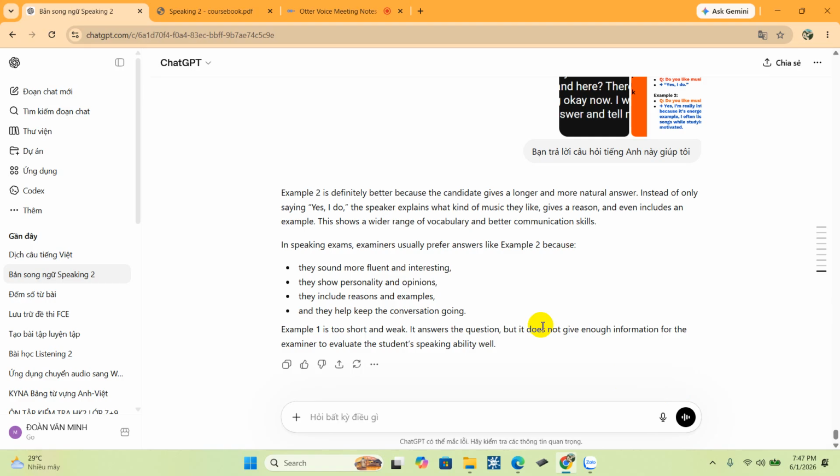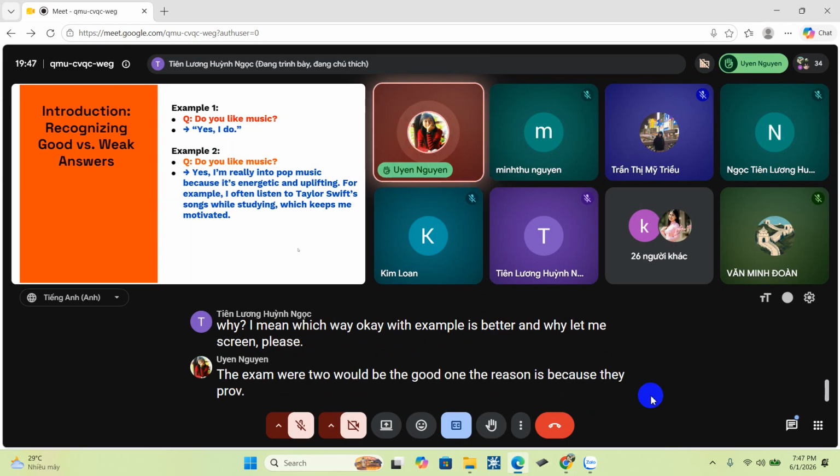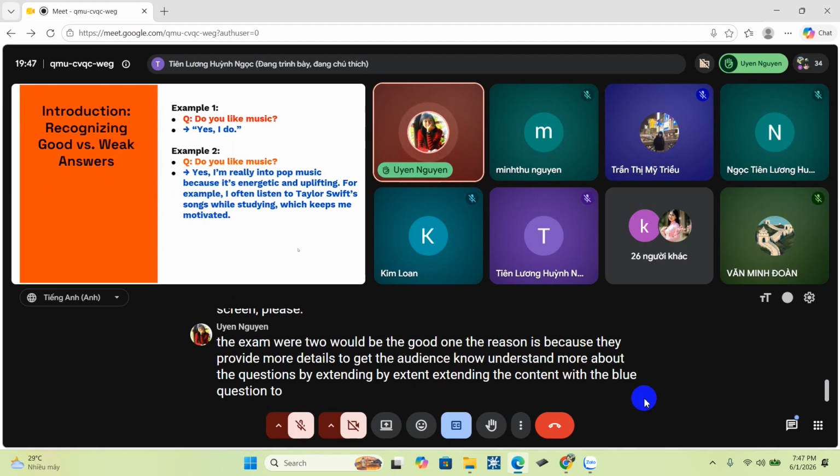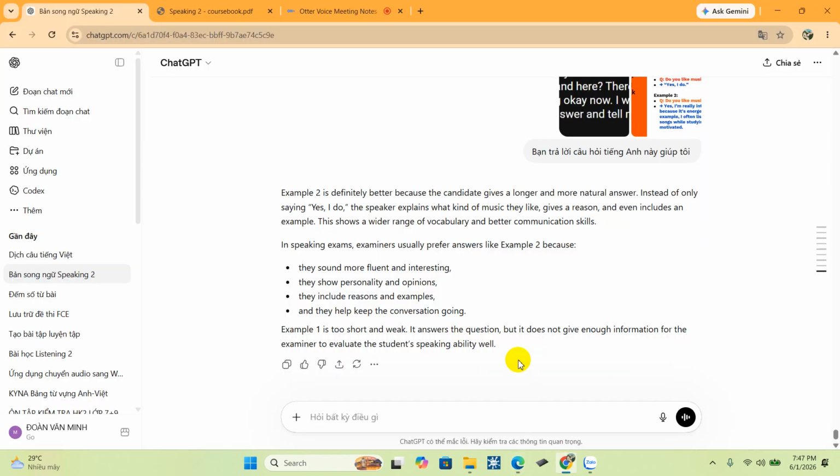Okay, now you can tell me which example is better and why. Now, Miss Green, please. Yes, teacher. In my opinion, example two would be the good one. The reason is that they provide more details, to help the audience understand more about the question, by extending the content with W questions rather than just saying "Yes, I do." That short answer can be accepted at a lower level, not at this level.